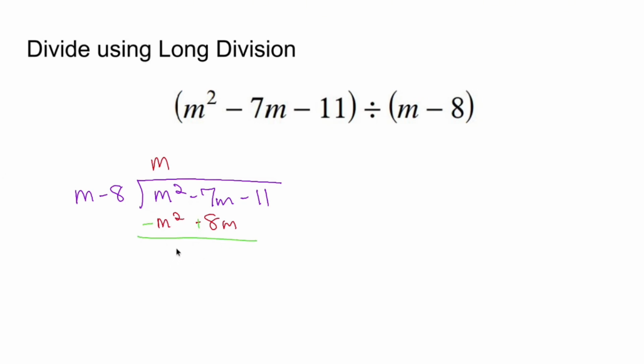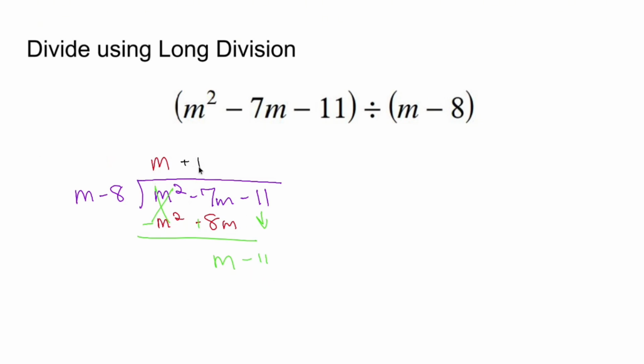So when we do that, this will always disappear, otherwise we did it wrong. M squared minus m squared disappears. Negative 7m plus 8m is just regular m. Drop down the minus 11. Now m times what gets me m? M times 1 gets me m.